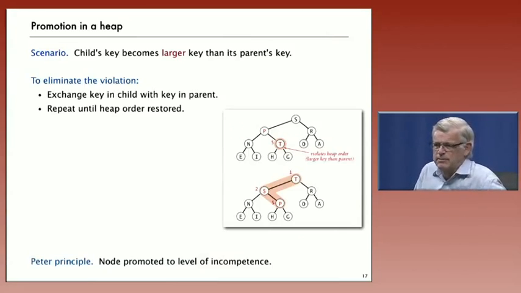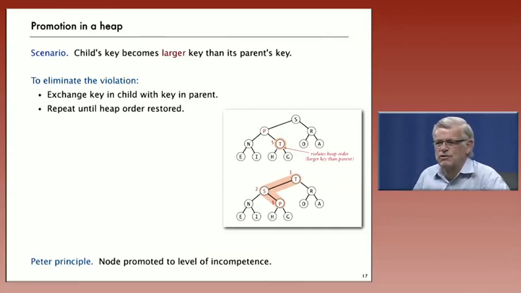So that's the basic setup, or the invariant, that we want to maintain in this data structure. And now what we're going to do is take a look at a couple of different scenarios where we violate that invariant temporarily and then fix it. And that's going to give us the flexibility that we need to implement priority queue operations.